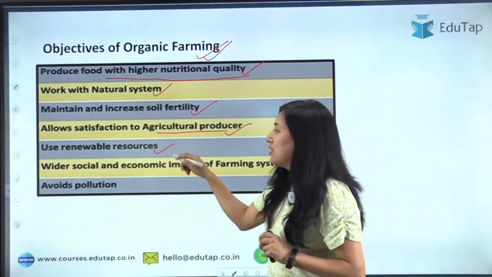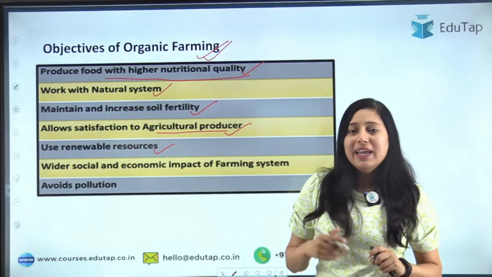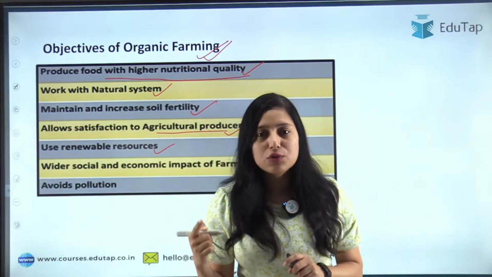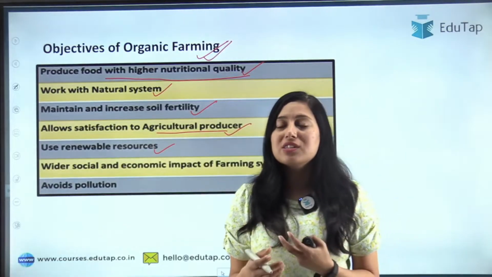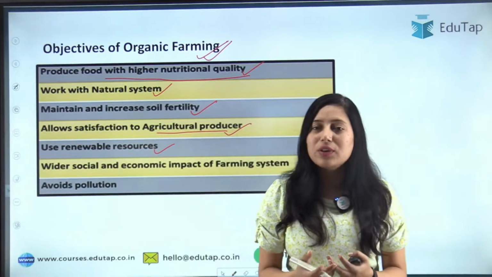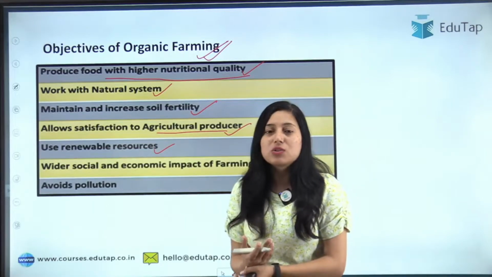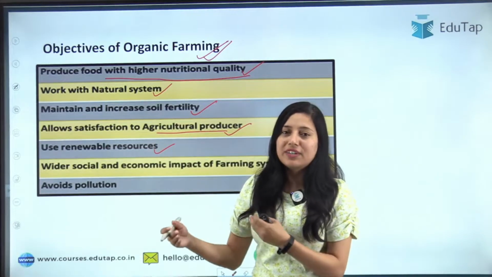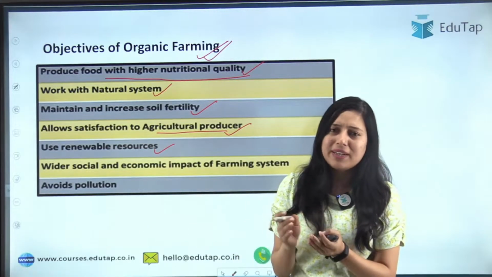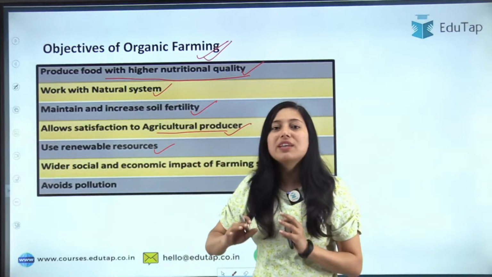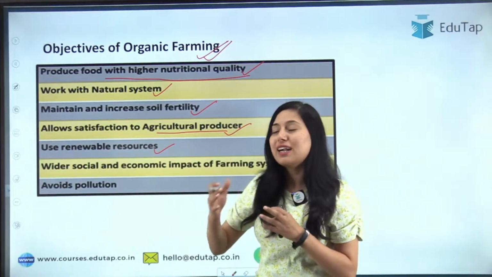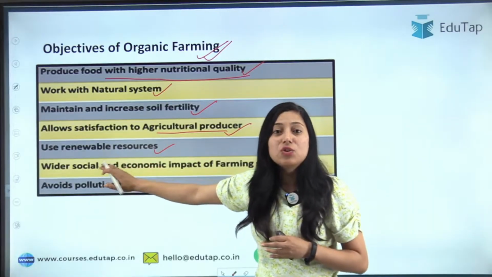Then, use of renewable resources. In organic farming, we have to use renewable resources, resources that can be renewed naturally. If we use non-renewable resources, what will happen? They will get depleted with time, and that is not sustainable development. That is not a sustainable system, but we need to promote a sustainable system. For that, what we need to do is use renewable resources.